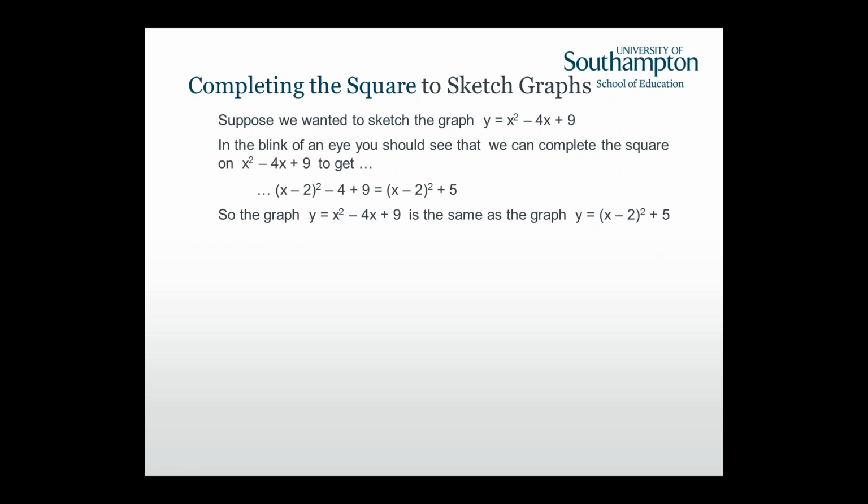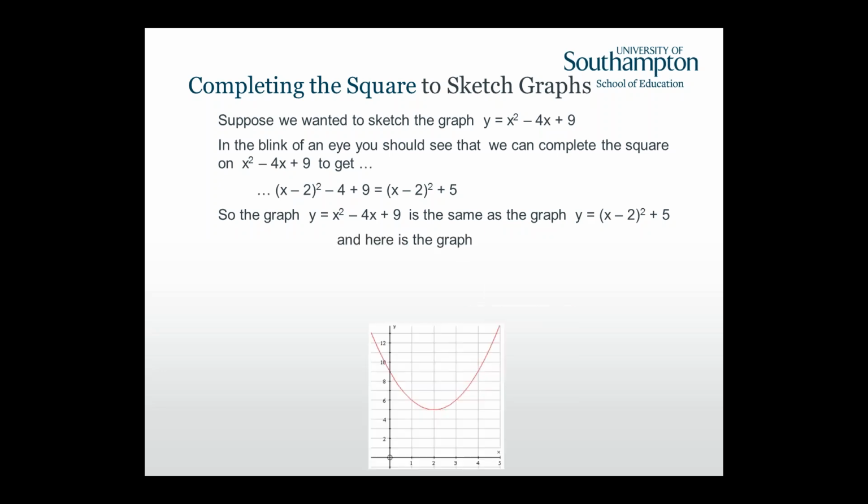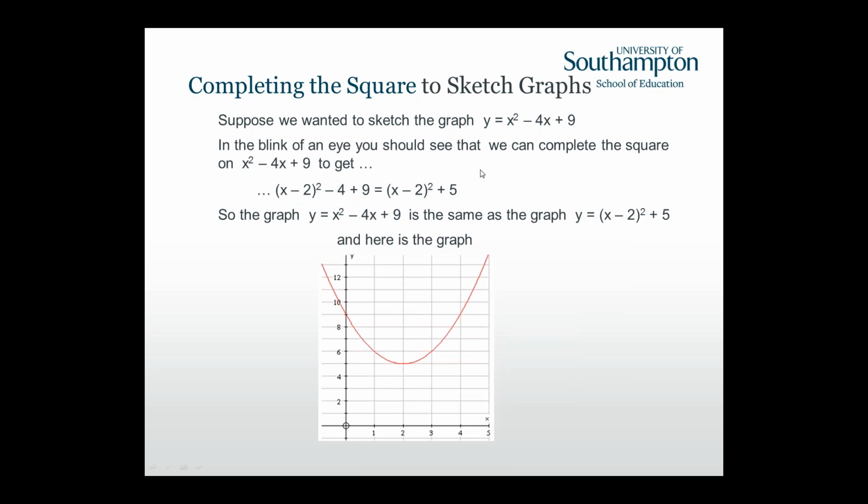At AS, I go from factorising to the graphs. Then from the graphs, we have a discussion about, right, how do we get the vertex of the graph? And then from that, come back to completing the square, not the other way around. So this is the graph of x squared minus 4x plus 9.